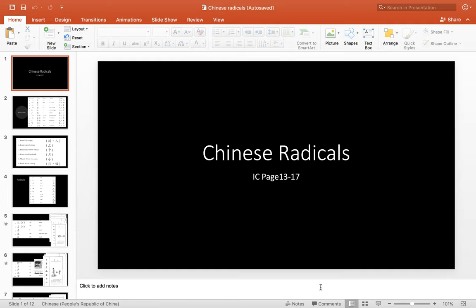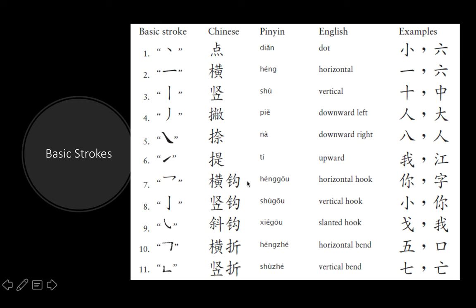All right, 今天我们说 Chinese radicals, 中文部首。Since the purpose of our Chinese radicals learning is to write the Chinese characters, therefore, let's talk about the Chinese basic strokes first. There are 11 basic strokes in our textbook. These are the Chinese names, these are the names in pinyin, and this is the English meaning, and those are the examples. So first, please read with me of the names of the basic strokes.